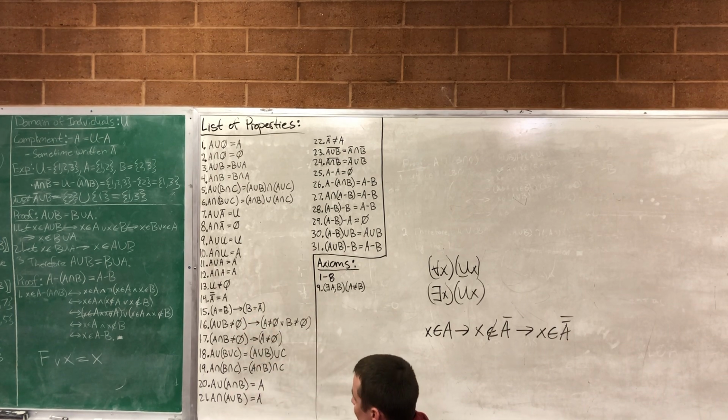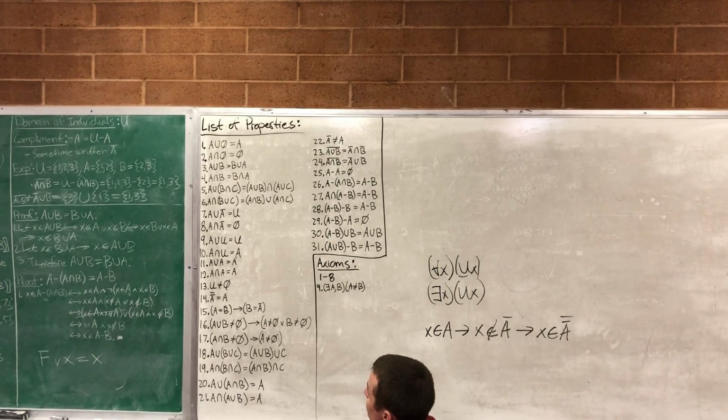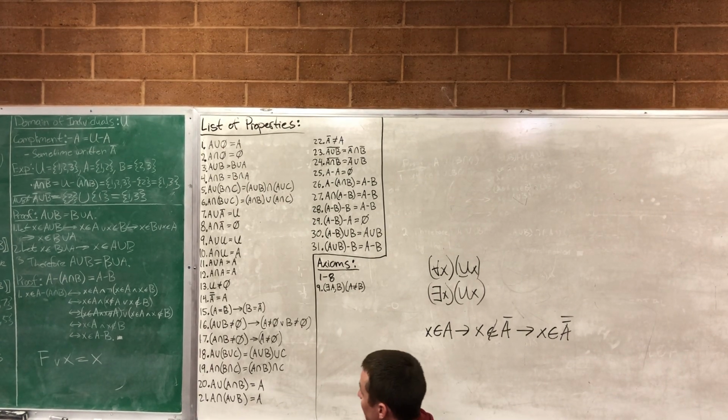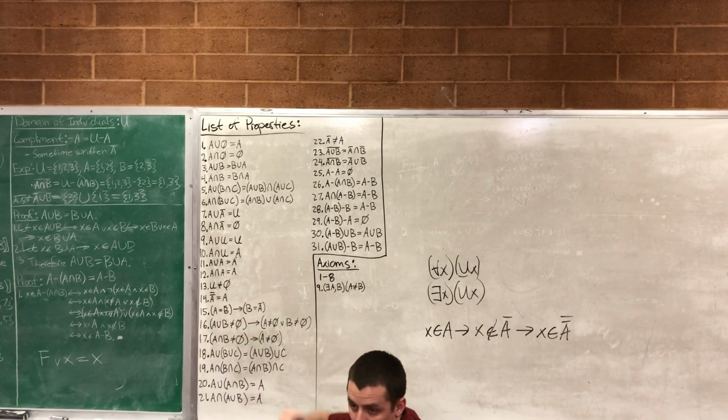Alright, next one. That one looks kind of like a contrapositive. If A is equal to B's complement, then B is equal to A's complement. That one make sense? I'm thinking angles every time. Nothing to do with angles. Does it make sense that if A is equal to the complement of B, then B is equal to the complement of A?